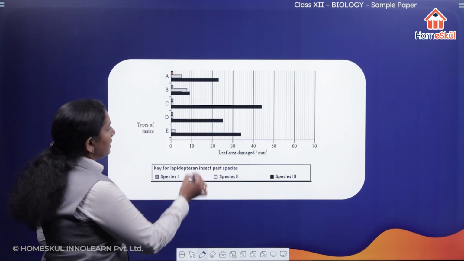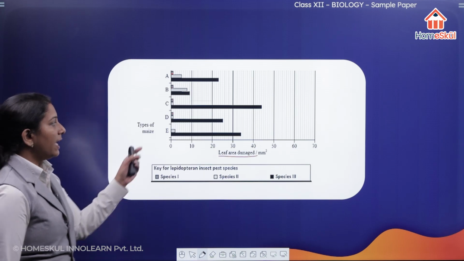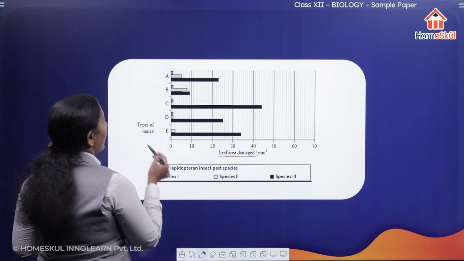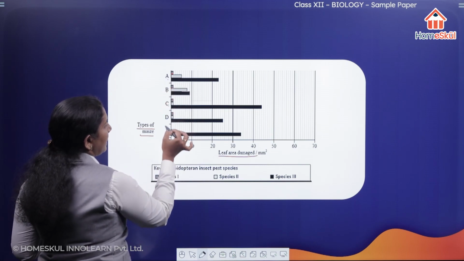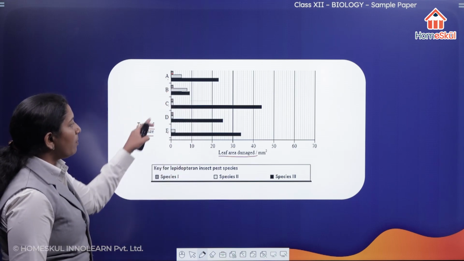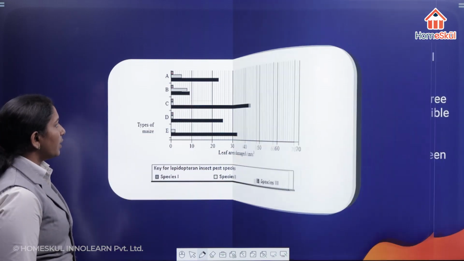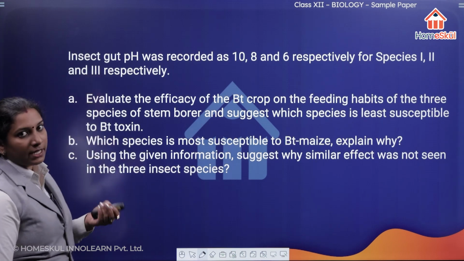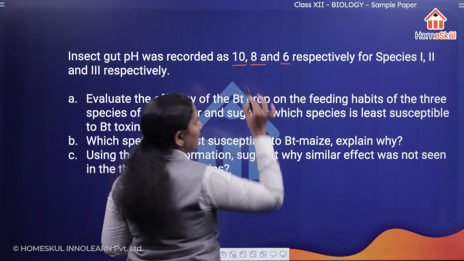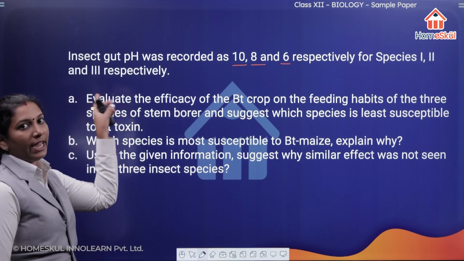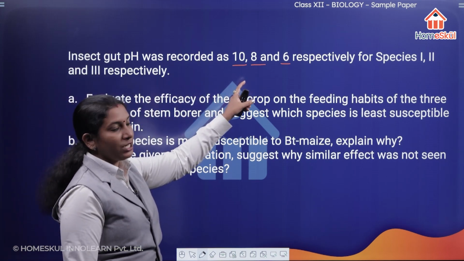In this graph, the x-axis is given with the leaf area damaged by these insect species, and the y-axis is given with the types of maize in 5 different fields, field A, B, C, D and E. So the leaf area damaged by the insects is given on the x-axis. The question has a condition: the insect gut pH was recorded as 10, 8 and 6 respectively for species 1, 2 and 3.